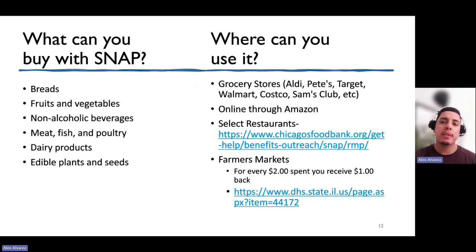Though this list here is not limited to it, some grocery stores, major ones that do accept SNAP, is going to be Aldi's, Pete's, Target, Walmart, Costco, and Sam's Club. And then Amazon has now been able to take that online as well. Now, right under that, we are going to share a link with some restaurants that are participating with SNAP. Most of these are in the southwest side of Chicago, but we'll include the link there. And then a very popular option during this time of the year are farmers markets. So for every $2 that are spent, they do receive $1 back. And then we're including another helpful link here that has basically a list of all the participating farmers markets that will take SNAP.